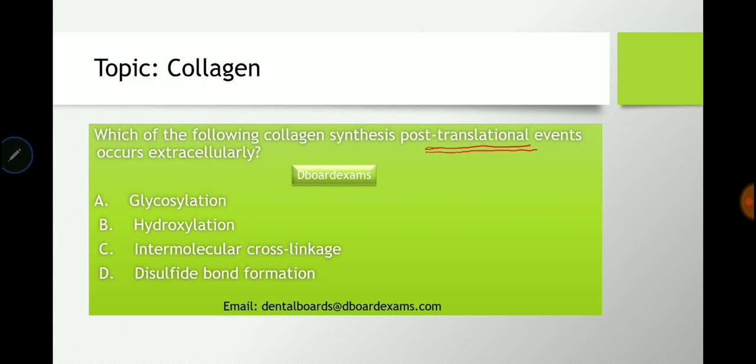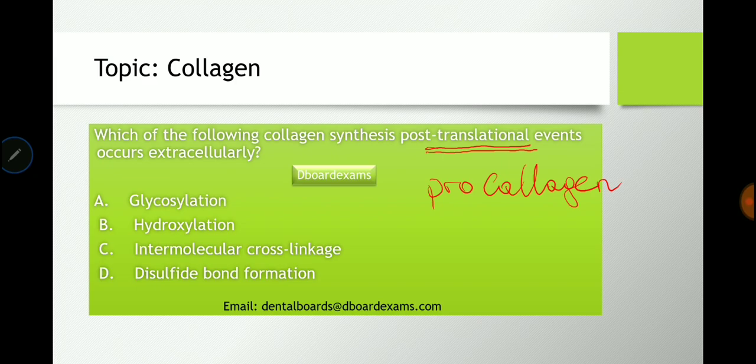Okay, so here you have to know collagen synthesis. Make sure you know the types of collagen. Make sure you know that collagen is a propeptide. Mostly when it's released from the enzymes, it's released as procollagen. So that's how it's released.